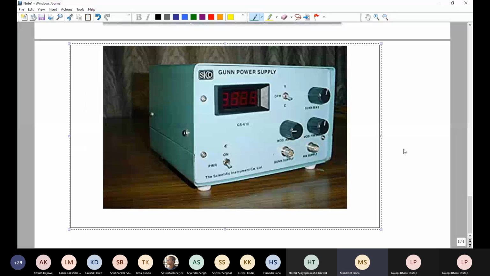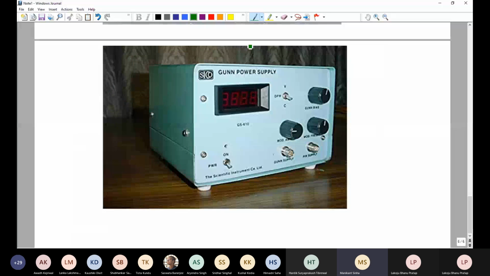This is the power supply for the gun source or the gun oscillator. You see it is very easy. Here you have the gun bias voltage knob on the top right, and then the amplitude and frequency, which for a square wave are adjusted by the bottom knobs. The gun supply voltage is taken from the leftmost output, and the pin supply output is taken from the rightmost output. You could also see the voltage and the current.